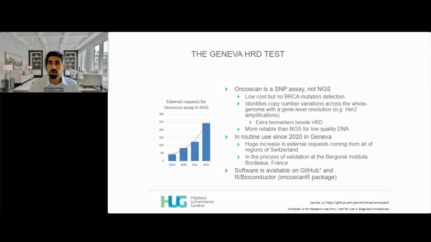Now, we have had the test in routine use since 2020 in Geneva, and we have seen a huge increase in external requests coming from all over Switzerland. The software is available on GitHub and as an R Bioconductor package, so anyone who wants to play with it can download it. And that's actually what the Institut Bergonié in Bordeaux did. They got the software and they are in the process of validating it.